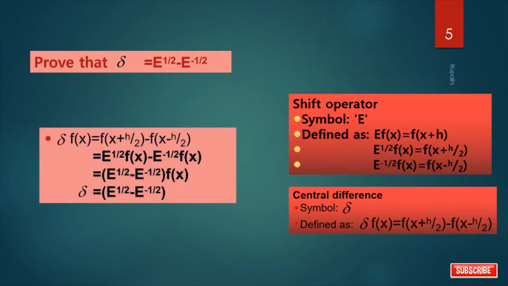So, time is over. We know that delta fx equals fx plus h by 2 minus fx minus h by 2, and fx plus h by 2 is E to the power half fx and fx minus h by 2 is E to the power minus half fx. So, we can write E to the power half minus E to the power minus half fx. So, we can easily say small delta equals E to the power half minus E to the power minus half and it is proved.